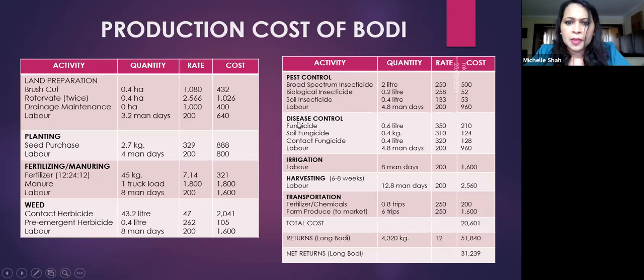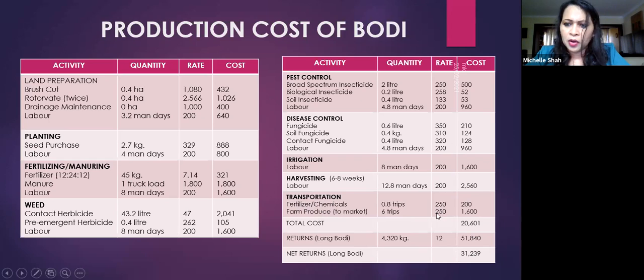Then disease control, we use soil fungicides and contact fungicides with 4.8 man-days of labor to apply these disease control methods. Following that, irrigation, we use 8 man-days to supply irrigation for this 1 acre of crop. Then harvesting, it takes 6 to 8 weeks, after which you will use 12.8 man-days of labor. And transportation, we use for fertilizer or chemicals, as well as to transport the farm produce to the markets for approximately 6 trips. And we have approximate costings, as shown.